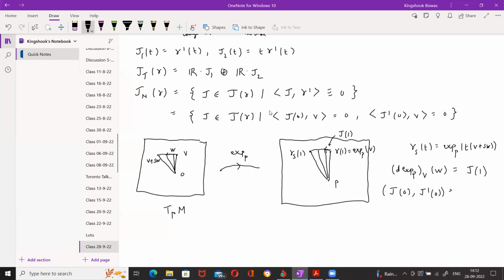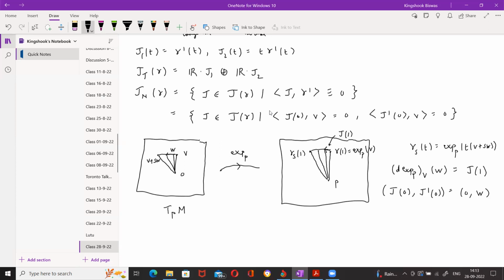And here the initial conditions of J are J(0), J prime(0). J(0) is 0 because all of these geodesics start from P. So when I differentiate with respect to s at s equal to 0 at time t equal to 0, I'll get 0. And using symmetry of the connection, we found that J prime(0) is equal to w. Is this clear? Okay, so this is what we saw last time.